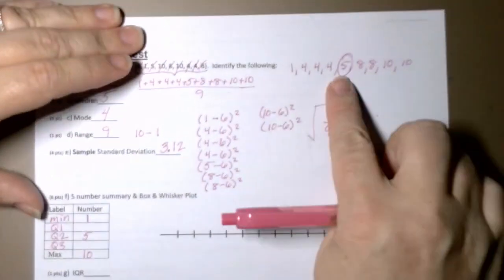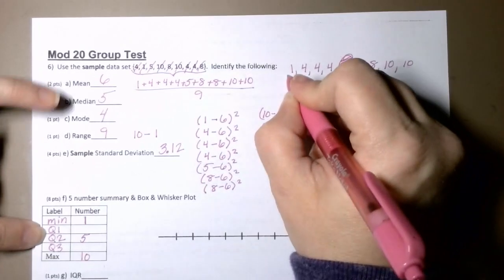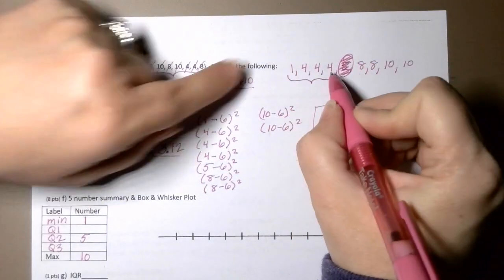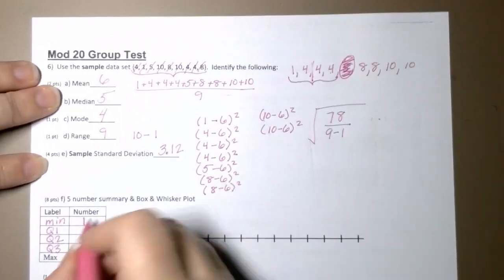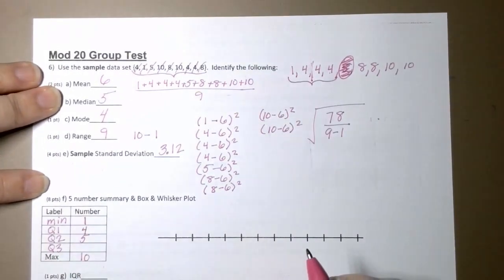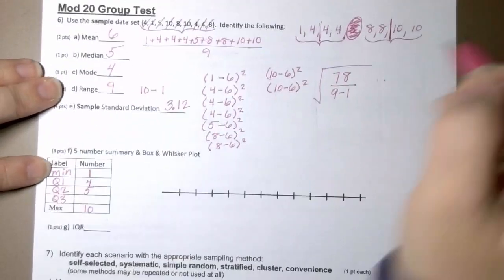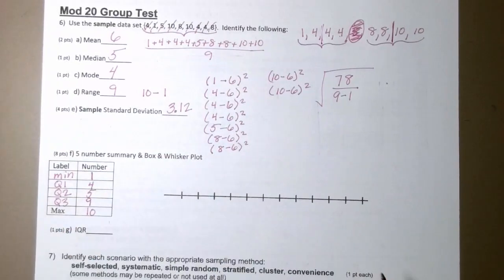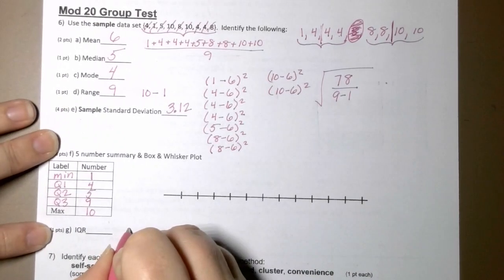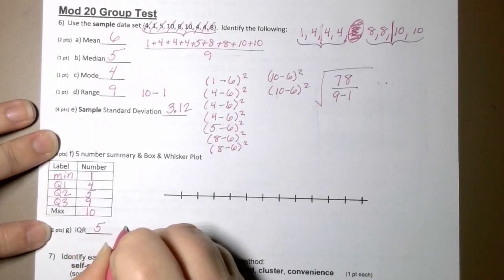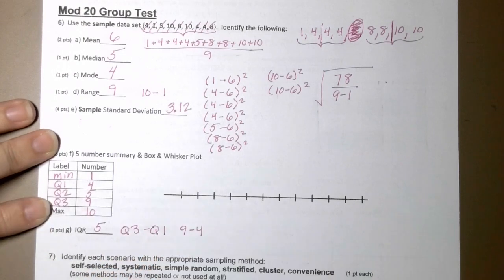Now, once I've used 5, I take 5 off the list, and I need to find Q1 by finding the median here. Well, the median here is right between those two. What's between 4 and 4? 4. That's Q1. And then Q3 would be the median here, which would be 9. Before I do the box and whisker, what's the IQR? And how do I find that? Q3 minus Q1, which is 9 minus 4.